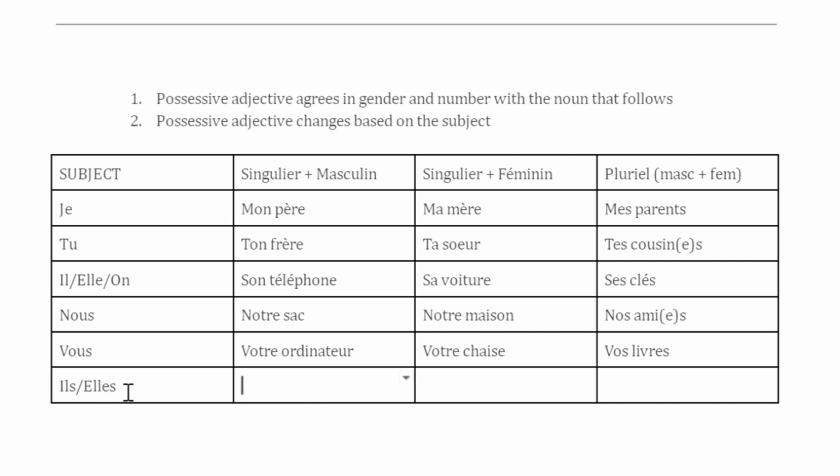Ils, elles, third person plural, it will be different, okay? So, singular masculine would be leur, singular feminine would still be leur, plural masculine or feminine would be leurs, but with an S. Be careful, the S is not pronounced, so it sounds the same, right? The S is just silent.